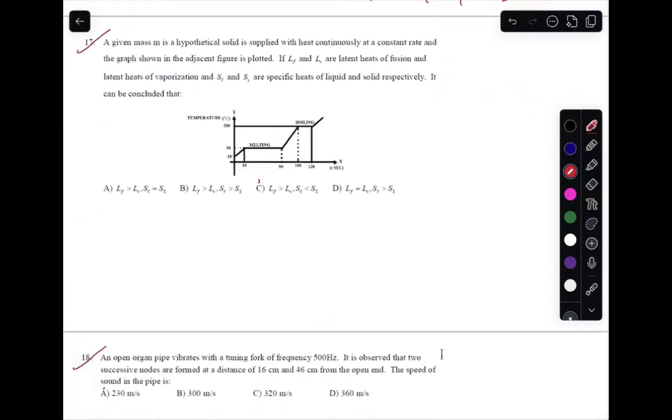17th question. A given mass m of a hypothetical solid is supplied with heat continuously at a constant rate and a graph is shown. Okay, fine. This is the space for melting or boiling. This is melting, this is boiling, latent heat part. Slope of these two lines gives specific heats. Clearly, more time, so more heat is taken. So L fusion is greater than L vaporization because the length of this line is more when compared to the length of this line. The meaning is more heat is taken.